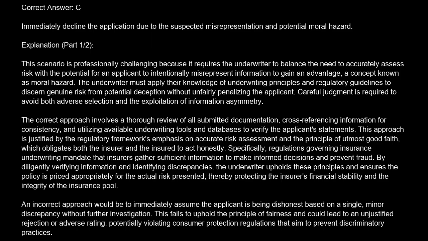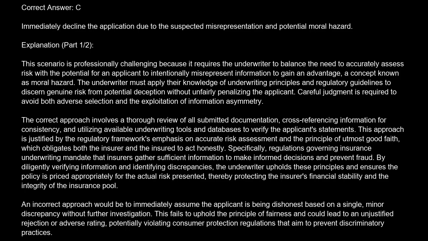This approach is justified by the regulatory framework's emphasis on accurate risk assessment and the principle of utmost good faith, which obligates both the insurer and the insured to act honestly. Specifically, regulations governing insurance underwriting mandate that insurers gather sufficient information to make informed decisions and prevent fraud. By diligently verifying information and identifying discrepancies, the underwriter upholds these principles and ensures the policy is priced appropriately for the actual risk presented, thereby protecting the insurer's financial stability and the integrity of the insurance pool.